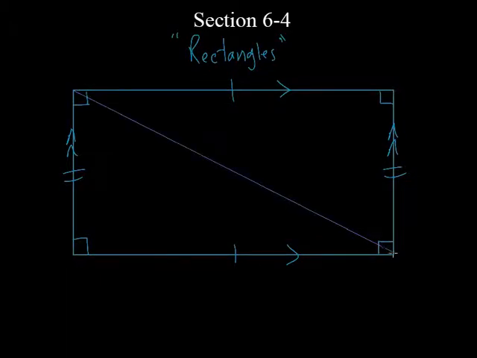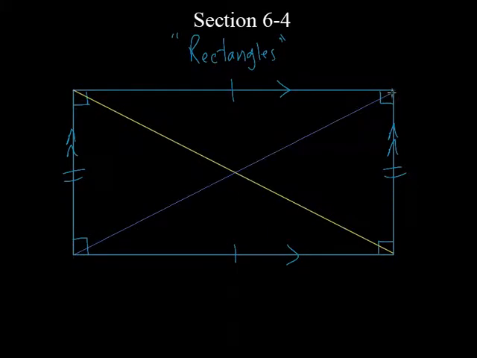So look, I need some diagonals in here, don't I? So here's one diagonal, and here's another diagonal. Now, we already know something about diagonals. Okay, Connor, you already said it. What's true about the diagonals of a parallelogram? They bisect each other. So a rectangle is also a parallelogram, isn't it? So the diagonals on this thing do what? Bisect each other.